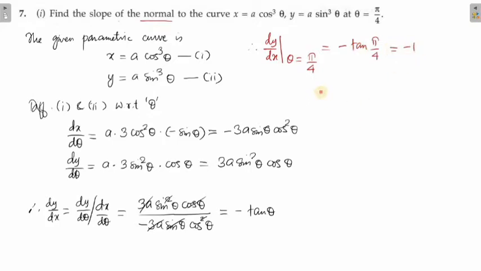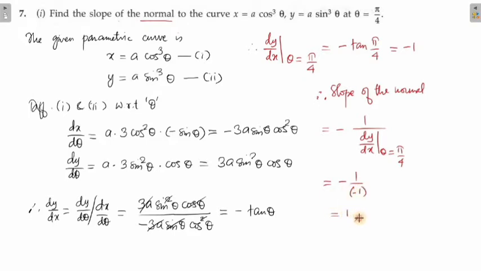Therefore the slope of the normal, that's what the question is asking you to find, will be minus 1 by dy by dx, at the specified point, that is theta equals pi by 4. All of you know this value has turned out to be minus 1. So simplify this, and your answer turns out to be exactly 1. So the slope of the normal to the given curve is exactly 1. Pause the video and note down the solution. Let's move to the next question.